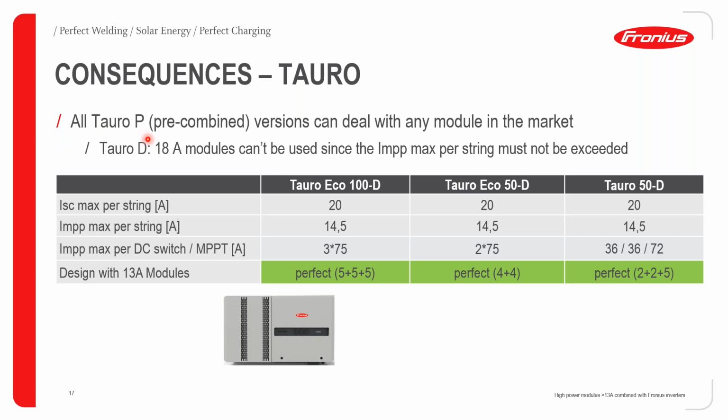So when it comes to the pre-combined version of the Tauro, this can deal with any type of module in the market, because the DC power is pre-combined in a DC combiner box before it is connected to the inverter.